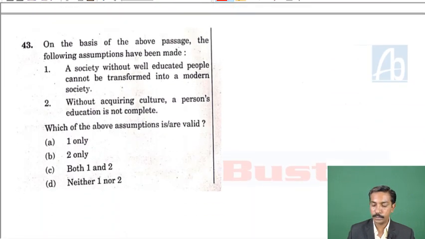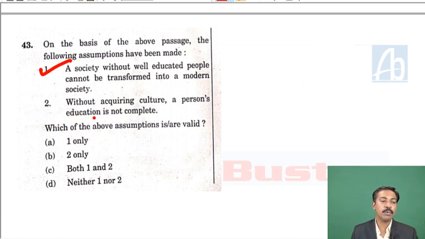Question number 43. On the basis of the above passage, the following assumptions have been made. Statement 1, a society without well-educated people cannot be transformed into a modern society. The very opening sentence talks about education playing a great transformatory role. So statement 1 is valid because only educated people or well-educated people can bring in transformation.